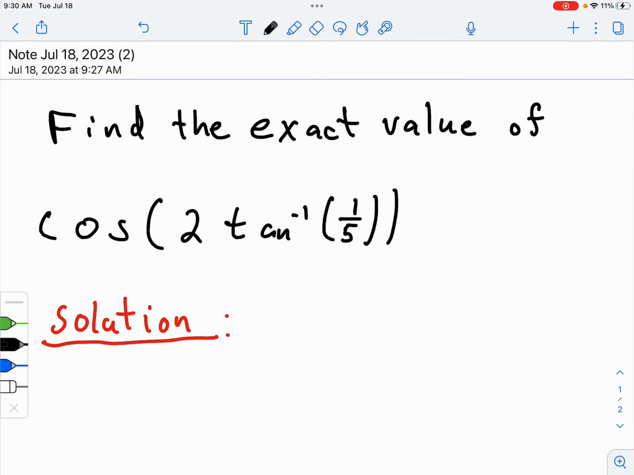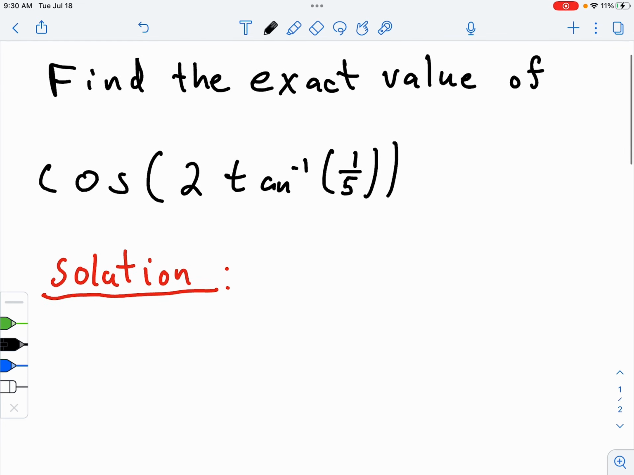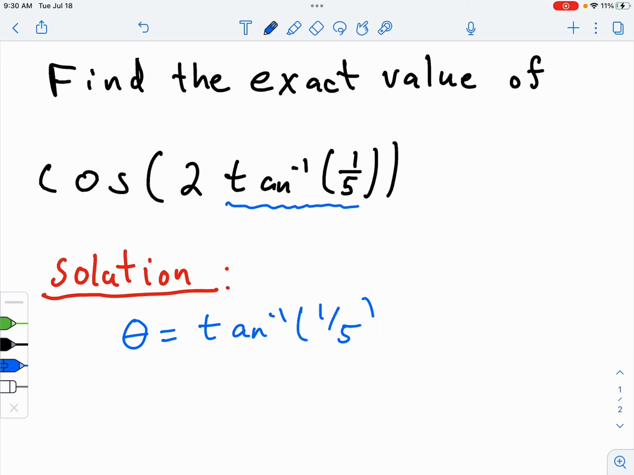All right, so today we're going to find the exact value of this expression, cosine of quantity 2 times tangent inverse of 1/5. The first thing I want to do is label this part right here, the tangent inverse 1/5. I'm going to label it as theta because technically that is an angle here. Any inverse trig function, as long as it's defined, will give you an angle.